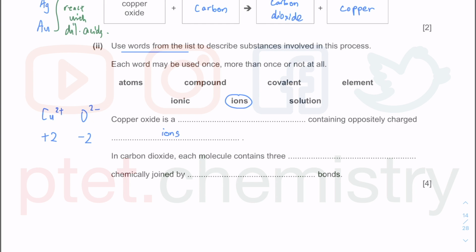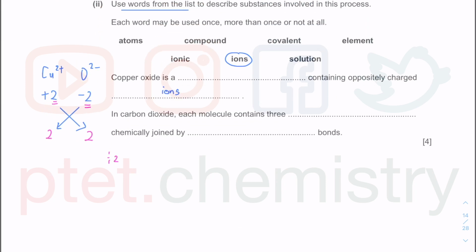Bring down the charges, and then we've got to cross multiply. When we cross multiply, we do not cross multiply the charges or the ions. We cross multiply the value. The value of this minus 2 is 2, so I just bring down the value. The value of this plus 2 is 2, I just bring down the value. But that is not the simplest ratio because you want to get the simplest whole number ratio. So you can divide by 2 both sides, and they'll give you 1 and 1. That means 1 Cu2+, 1 O2-. That gives you CuO. So it's an ionic compound containing oppositely charged ions, positive ions and negative ions.